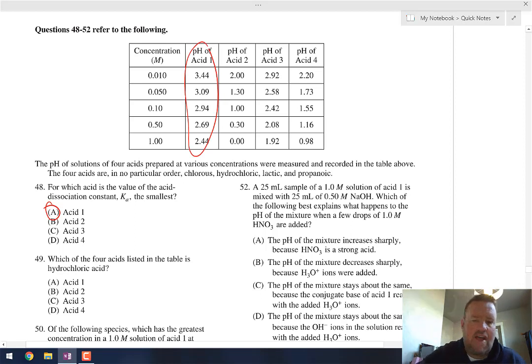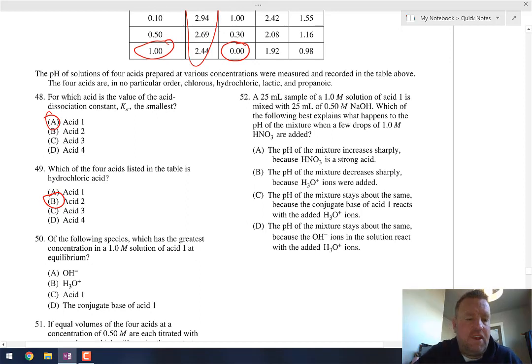Okay, which of those acids is hydrochloric acid? Hydrochloric acid is a strong acid. The other 3 must be weak. When the concentrations are all the same, say when they're all 1 molar, the one with the lowest pH is the one that has the most hydrogen ions. Since hydrochloric is the only strong acid of the 4, it's going to have the greatest number of hydrogen ions and therefore the lowest pH. So therefore that is acid 2.